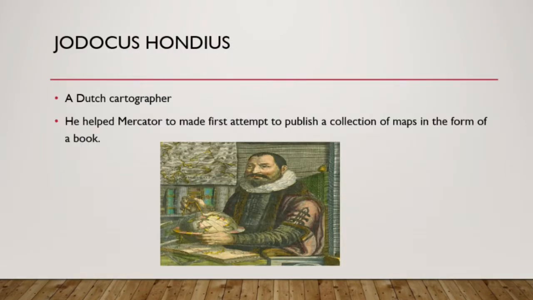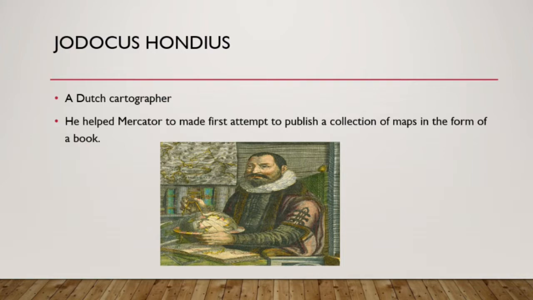And also we have Judocus Hondius. This was a Dutch cartographer. He helped Mercator to make the first attempt to publish a collection of maps in the form of a book. So they collaborated, both of them. They made a book of maps instead of a paper map.